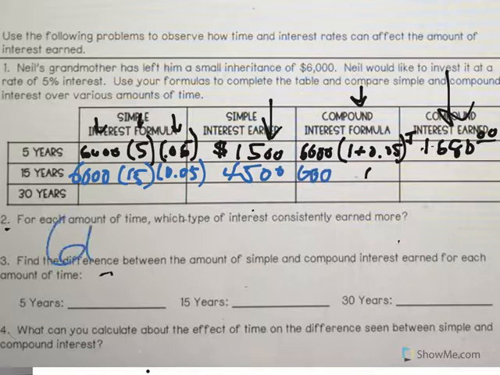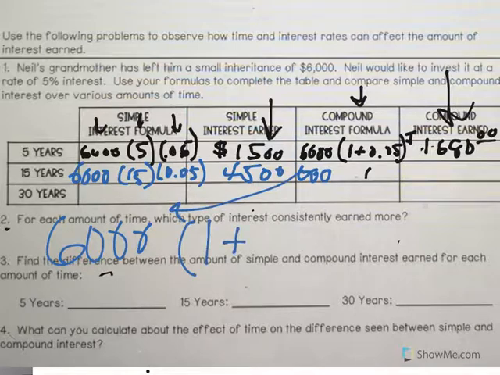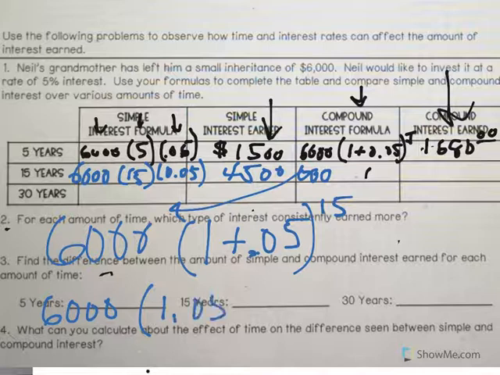6,000, I'm going to write it right here. 6,000, remember that's this, times 1 plus, what's my formula? 0.05, that's my interest. And how many years did we say? 15. Okay, PEMDAS tells us we do what's in parentheses first. So 6,000 times 1.05 to the 15th power. So I'm going to take my calculator and figure out 1.05 to the 15th power.